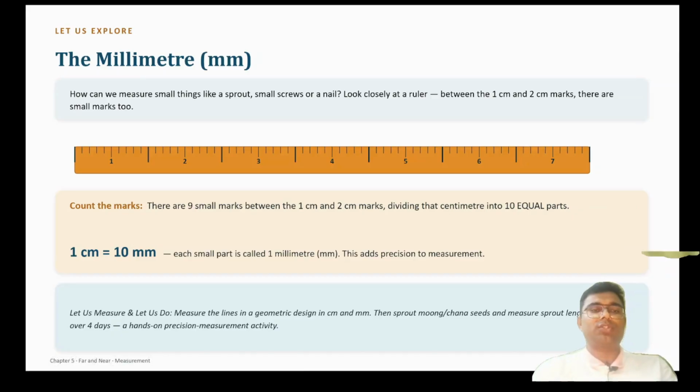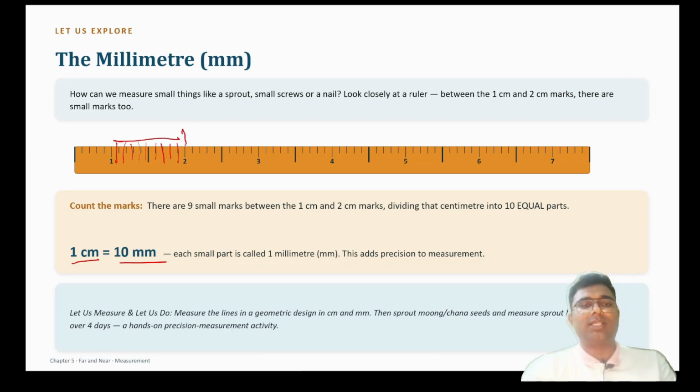And what is a millimeter, children? We know that 1 centimeter is equal to 10 millimeters. When you look closely at the scale, you will find between 1 centimeter and 2 centimeters 9 small marks. You can see here 1, 2, 3, 4, 5, 6, 7, 8, 9. So 9 small marks and finally the last one, so a total of 10 are there. So it means 1 centimeter is equal to 10 millimeters. Each mark is telling us 1 millimeter.